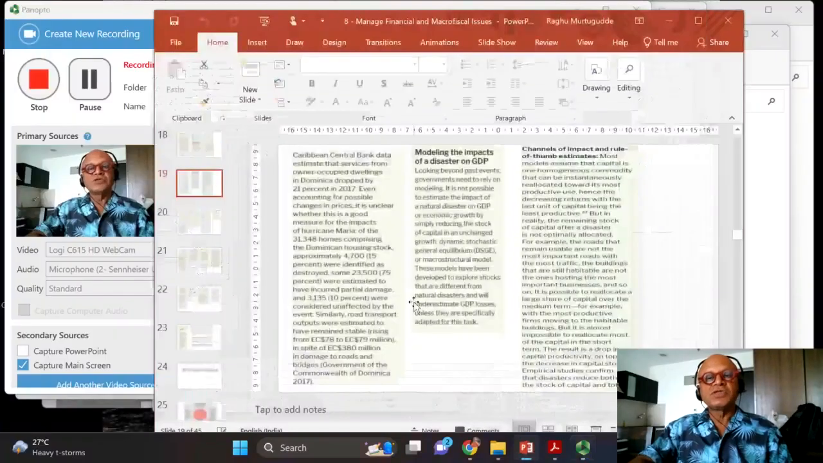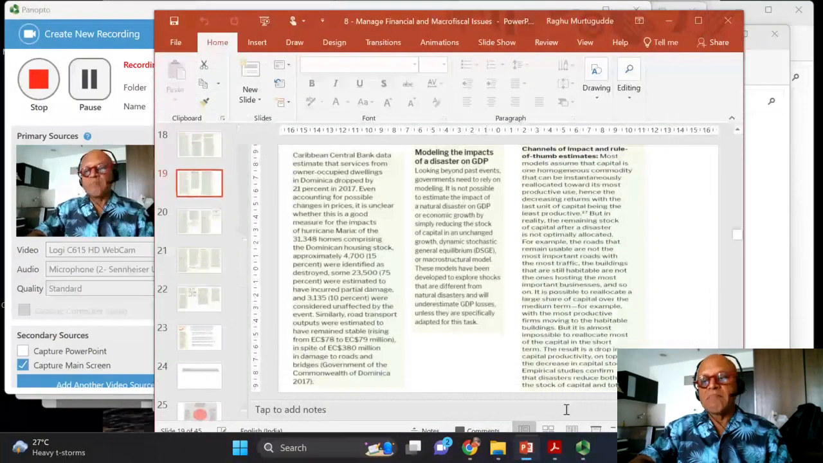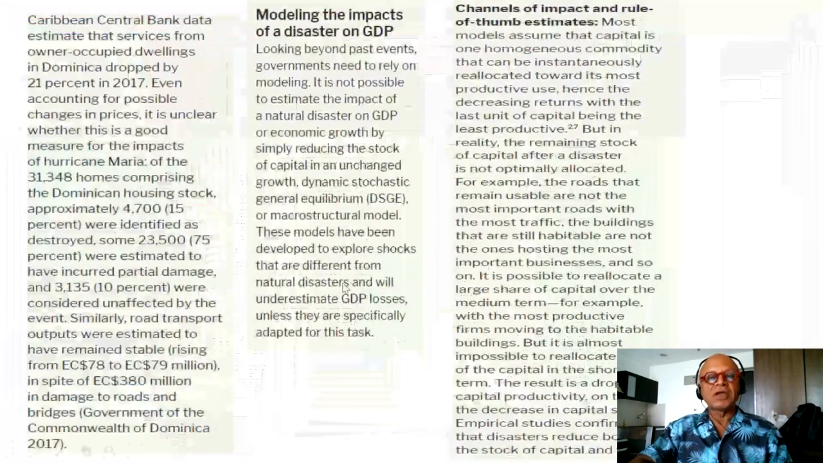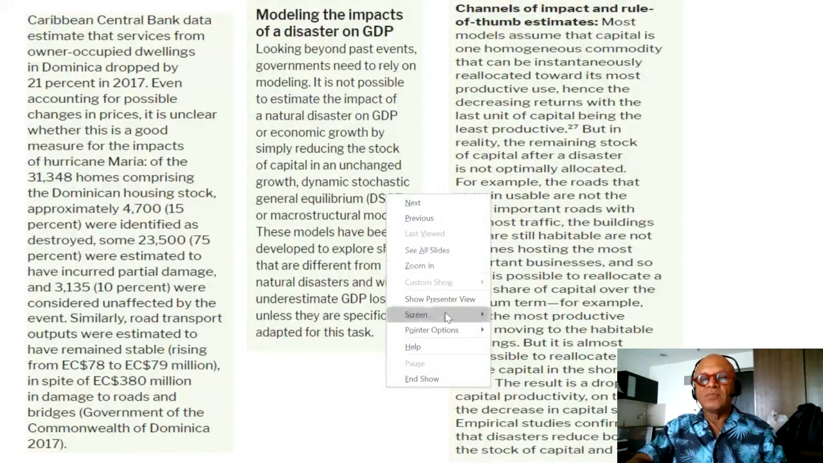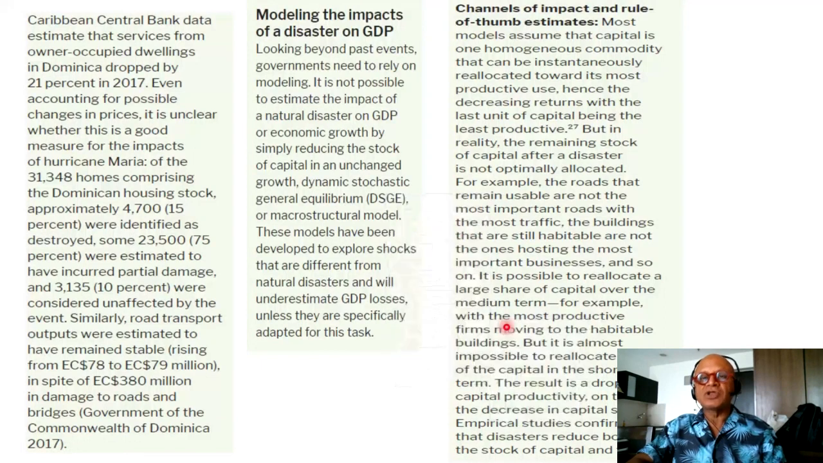So continuing with this toolbox on measuring the economic and macro-fiscal impacts of natural disasters, we are moving into GDP, and we'll continue that here. Channels of impact and rule of thumb estimates.